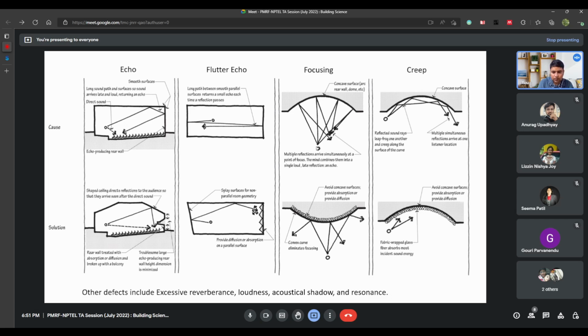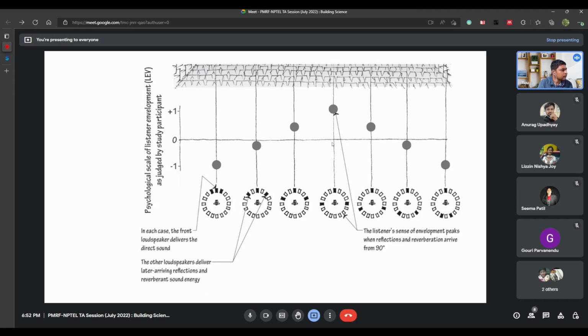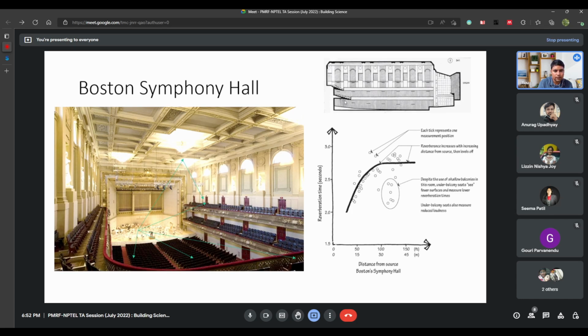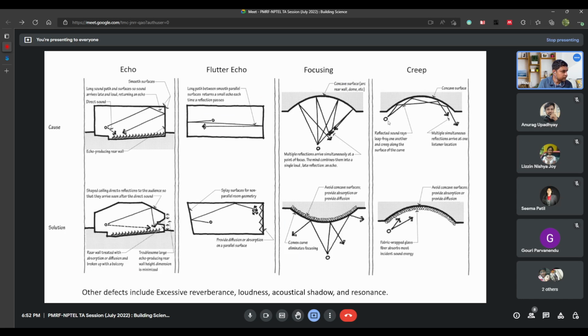Other defects that are also a part of acoustical defects are excessive reverberance, loudness, acoustical shadowing, and resonance. Acoustical shadow is something where you see this balcony. If you have a very elongated balcony, there might be listeners inside the space who won't be able to receive the sound. That's called acoustical shadowing.